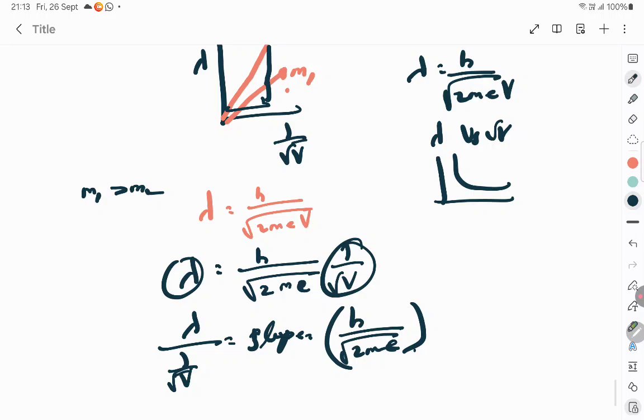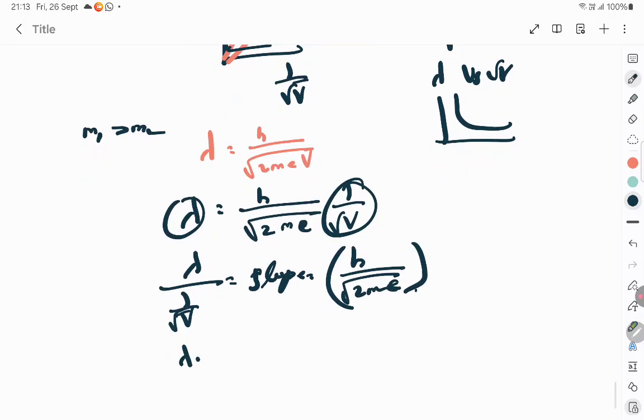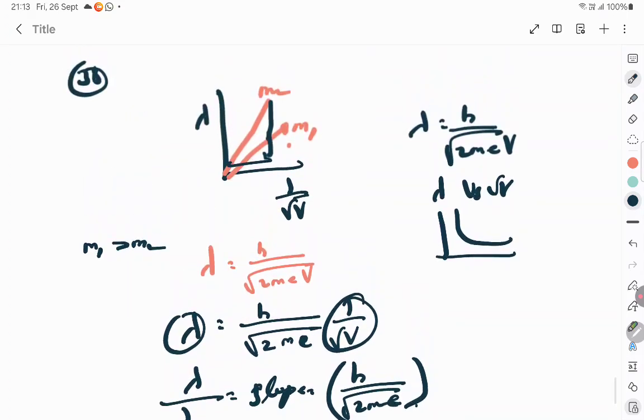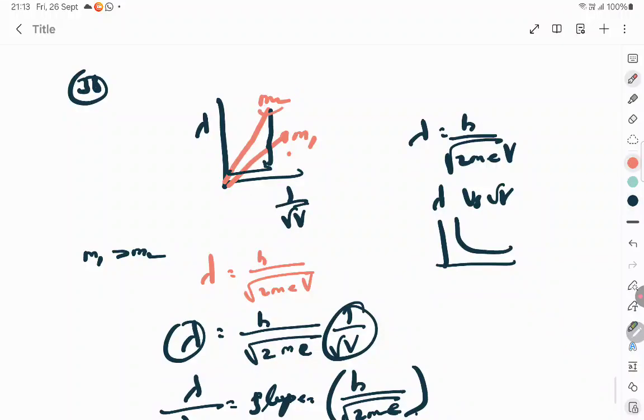If this is going to be the slope, or lambda into root V itself is this graph's slope, which is also h by root of 2me, and the slope is inversely proportional to root of mass. And so whichever has got a greater slope will have a lesser mass. m2 has got a greater slope, and so it will have a lesser mass. So m2 should be lesser than m1. This is how you have to identify.